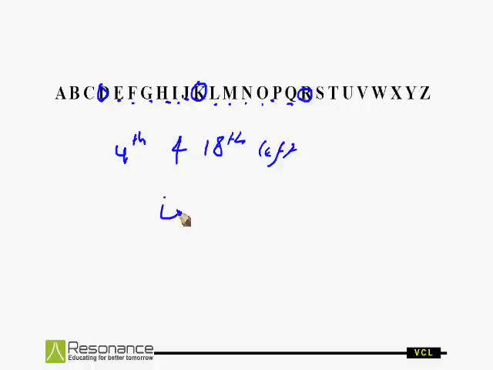So we have to add these two codes, just add 4 and 18 and then divide by 2, because we have to find the middlemost letter of these two letters. What is 18 plus 4? It's 22, and 22 divided by 2 is 11. So the 11th letter is K.